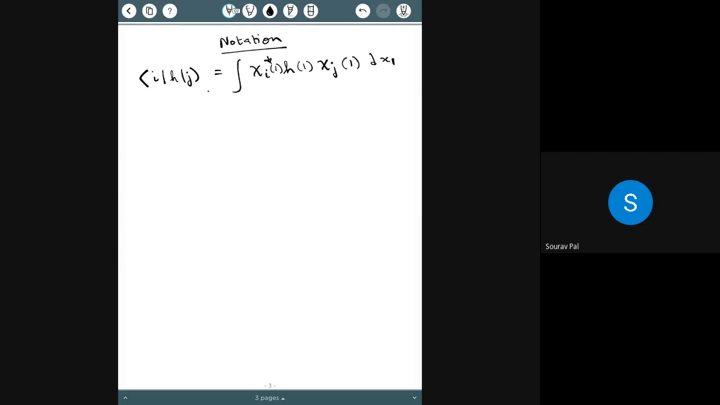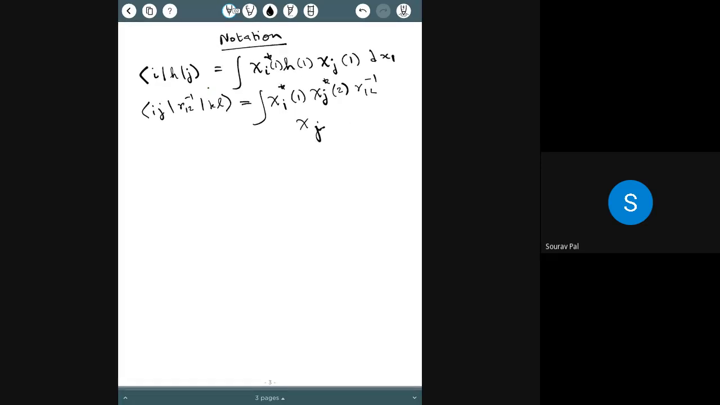Right? So here, and then if you write this, chi j. Okay. So this is the notation for the Dirac form, so the bracket form.